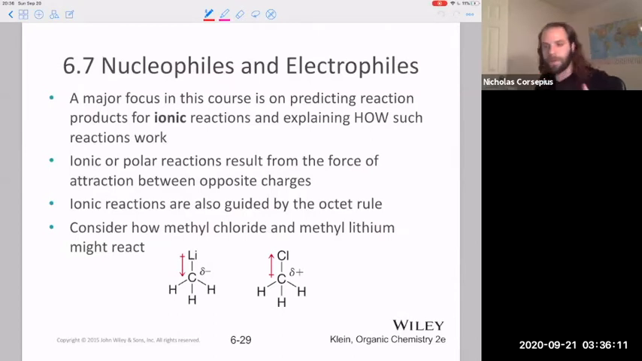Again, as we said before, we're going to focus on ionic reactions as opposed to radical reactions, meaning that our bonds are going to be broken heterolytically. And so these reactions are driven between these equal and opposite forces, of positive charges being attracted to negative charges, right? That's largely what this concept of nucleophile and electrophile is all about, okay?